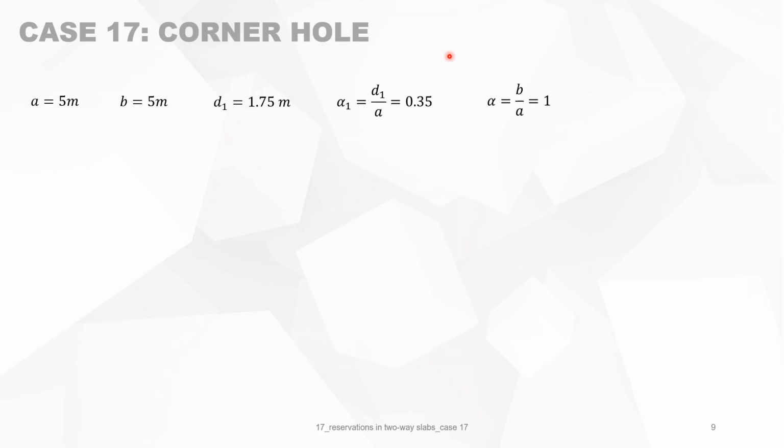These are the different parameters. I work with parameters without a dimension, so that's why I divide everything by A.